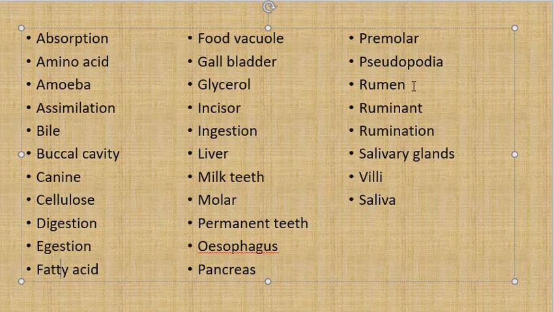Rumen is where food is kept, the grass is kept by cows and goats for the bacteria to help them digest faster, and then it is taken back to the mouth from the rumen for chewing the cud, and that is called rumination. Ruminant is a type of animal that carries out rumination. Salivary glands produce juices that help to break down the starch. Villi are small finger-like projections, thousands of them in the small intestine, that absorb the digested food. Saliva in the mouth helps in breaking down the starch.